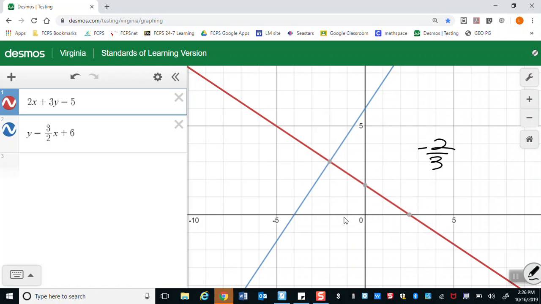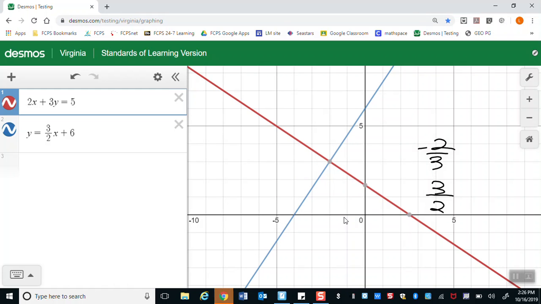Then for the other one, we already know that the slope is positive 3 over 2. So if we use this point here, and this point here, and this point here, we're going up 3 over 2, up 3 over 2. So if we look at the slope of 3 over 2, aren't those opposite reciprocals of each other? So if they are, then we know that those lines are in fact perpendicular.